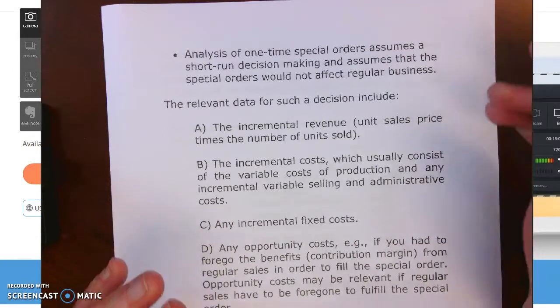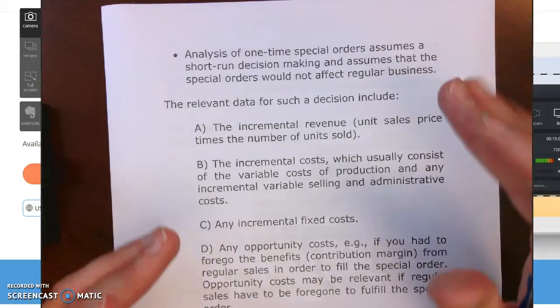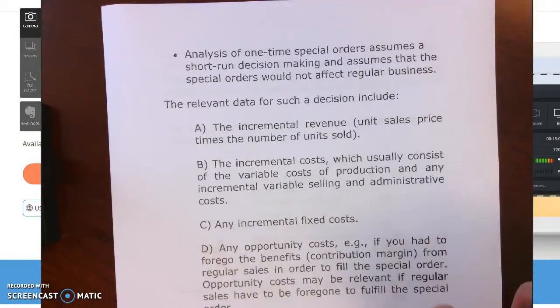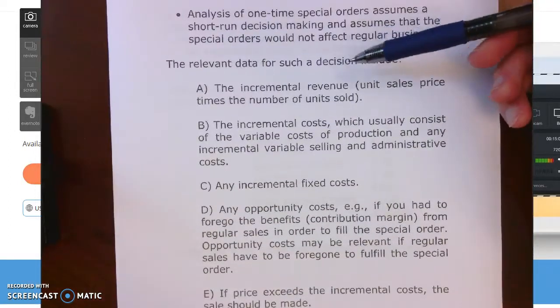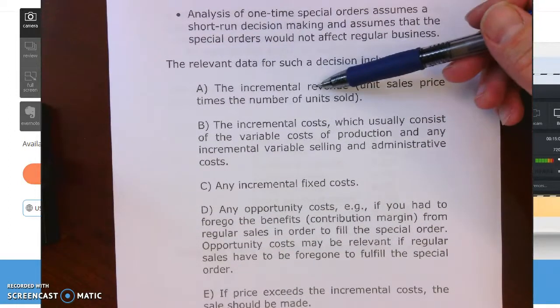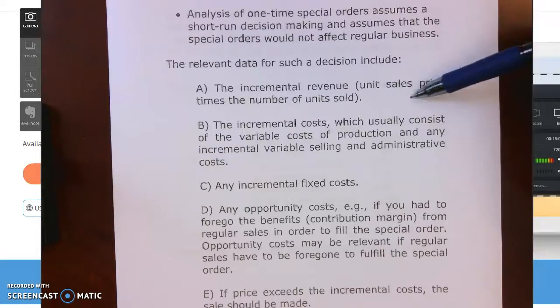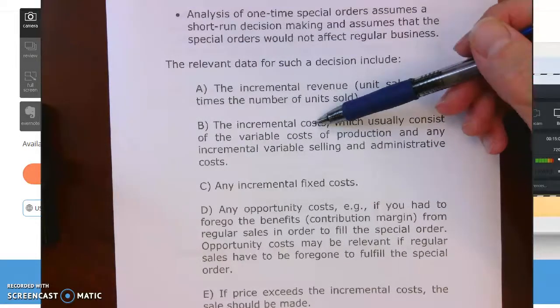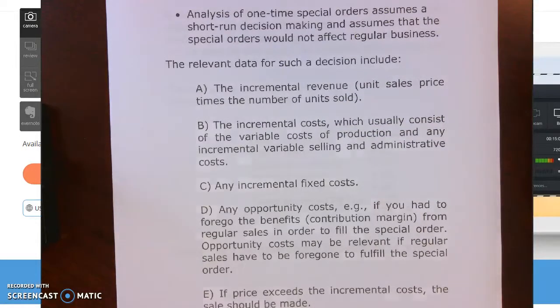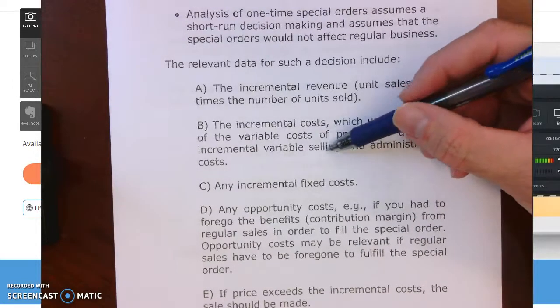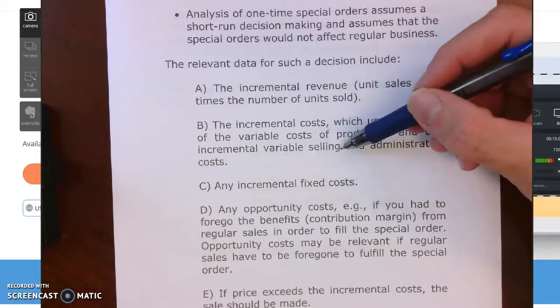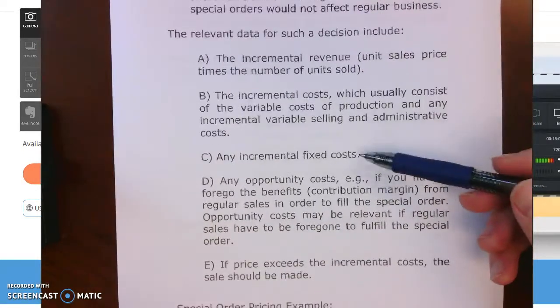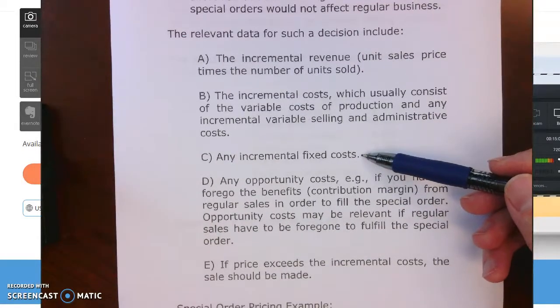We're not going to incur additional fixed costs. And if we do incur additional fixed costs, we have to consider those in our analysis. Okay. We're talking about the relevant decision data for such a decision. We need to think about the incremental revenue, which would be the unit sales price times the number of units sold. We need to think about any incremental costs, which are typically the direct materials, direct labor, variable overhead, and maybe variable selling, which would be shipping, maybe even some commissions costs. Any additional fixed costs that we would have to incur.